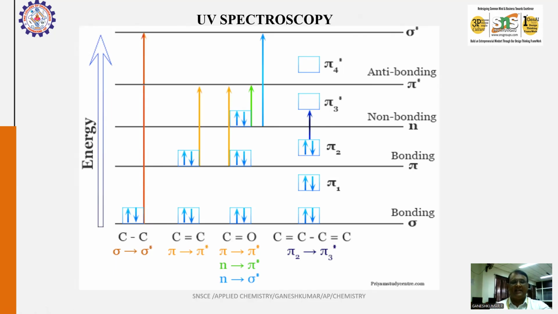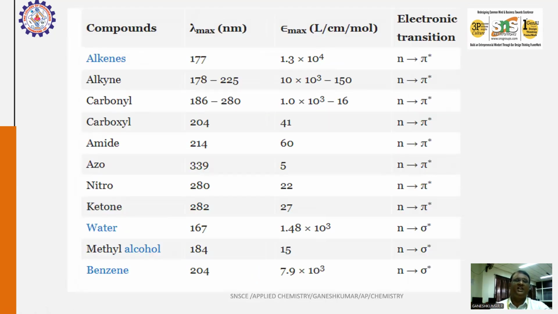So like this, the excitation happens, and based on this excitation, we can identify the type of compound. See, for alkenes, the absorption, that is lambda maximum, happens at 177, which indicates a pi to pi star transition. So these are some examples. For the water molecule, when the absorption happens at 167 nanometers, we can say that our compound contains some amount of water. Some compounds contain a carbonyl group, that is a C double bond O group. The excitation is between 186 to 280 nanometers, which involves n to pi star. So based on this absorption, we can understand the nature of the compound we are involved in analyzing.